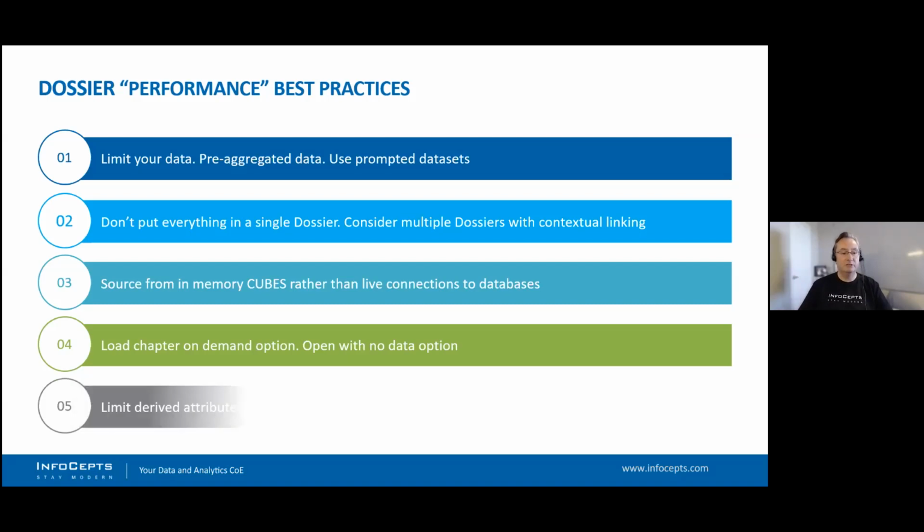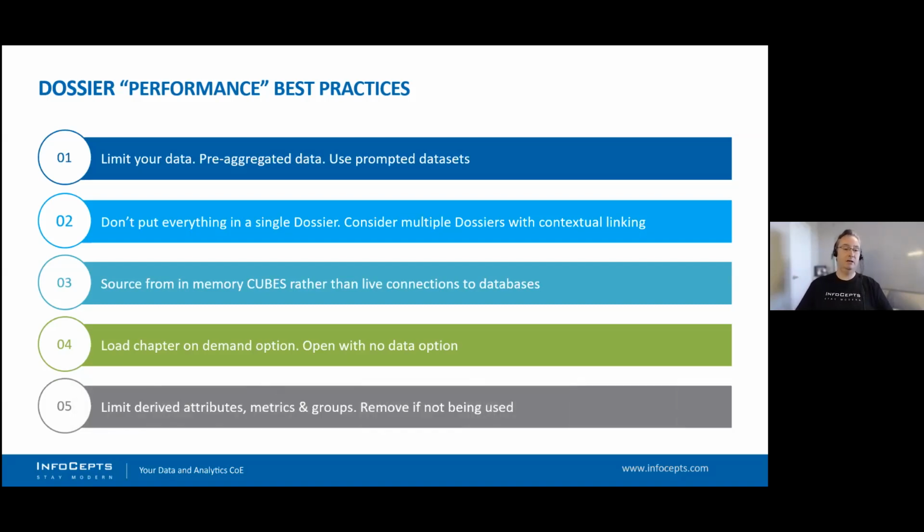It's great for development. And finally, derived attributes, metrics, and groups, they all add a little bit of processing time required by dossiers. I find that they're great, but if you don't need an attribute or a metric or a group and you're not using them, you need to pull those out of your dossier. They're actually consuming resources, because I'm pretty sure they do the calculations even if you're not using them. So stuff you're not using, just clean up your dossier, get rid of them. You don't need them in there.